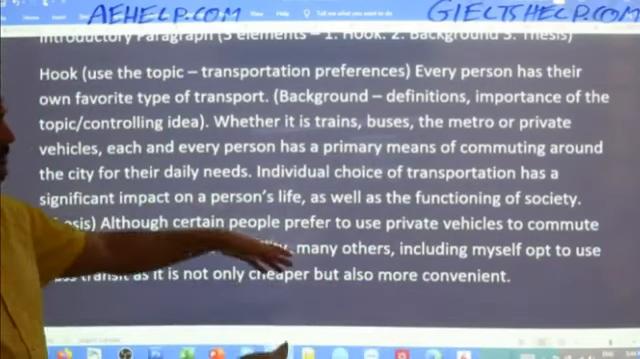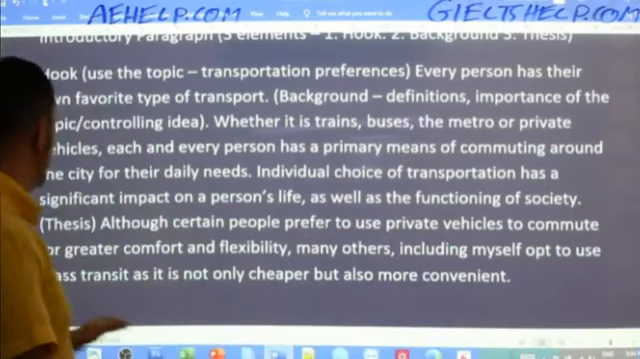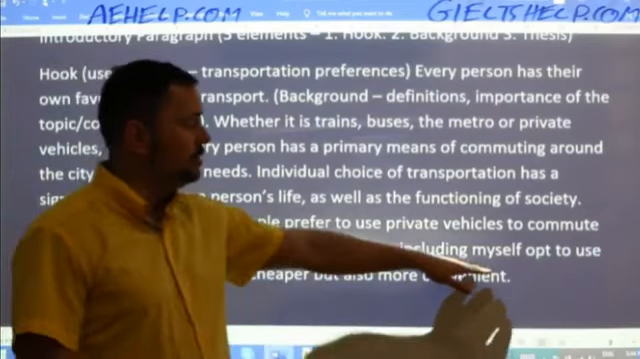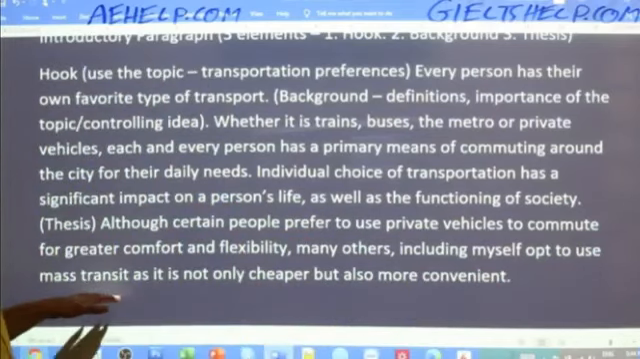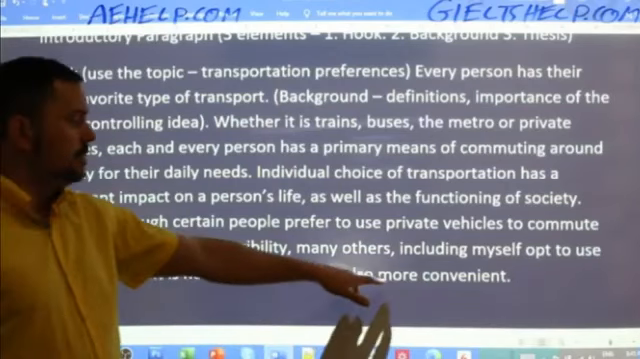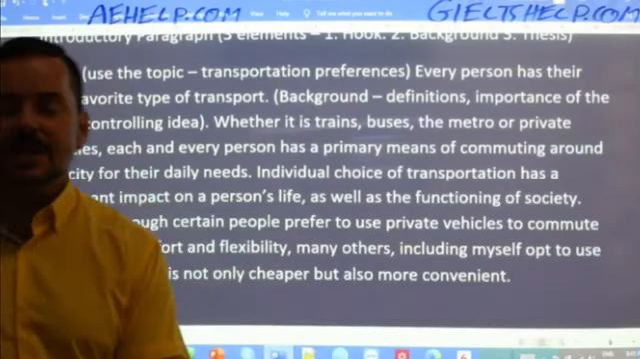Although certain people prefer to use private vehicles to commute for greater comfort and flexibility, many others, including myself, opt to use mass transit as it is not only cheaper, but also more convenient.